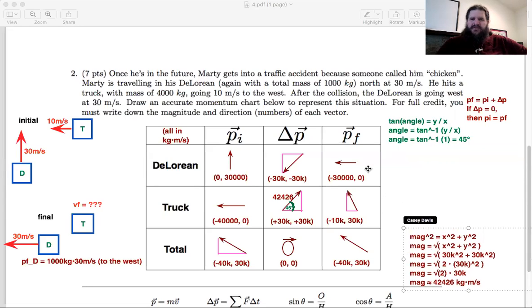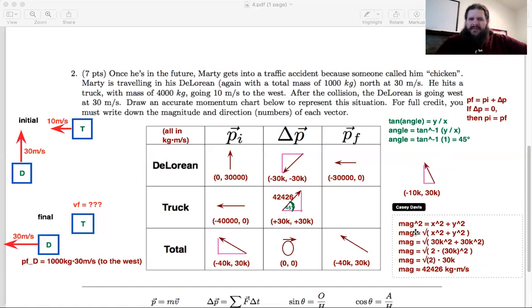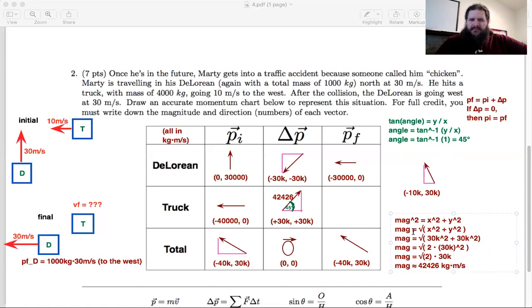So let's try applying this to one more. Specifically, let's look at the final state of the truck, because I'm guessing that that's really what we care about. We're trying to figure out what's the final velocity of the truck. So let's take this negative 10,000, 30,000 and convert that into magnitude and direction. First of all, magnitude, we can still use the Pythagorean theorem, square root of x squared plus y squared, except now it's going to be 10,000 for the x component and 30,000 for the y component. Do I need to worry about the negative on the 10,000?